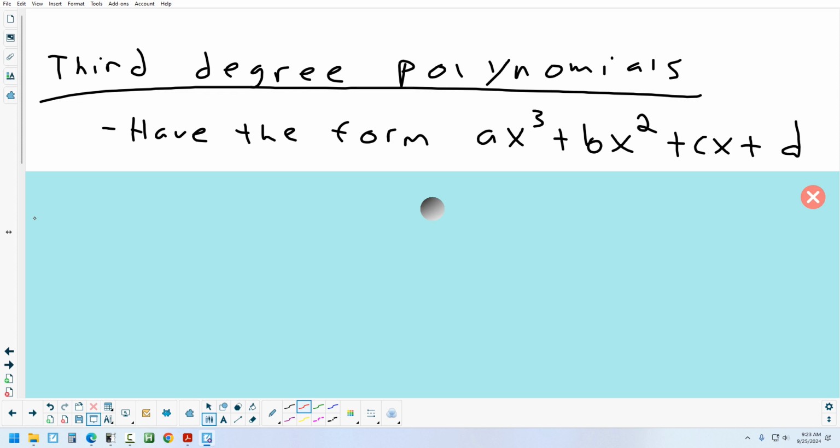Fourth degree also has a name. Does anybody know that one? It's called quartic. So if you have a quartic polynomial, it means the highest exponent is a 4. And usually above that, people just say it's a degree 7 polynomial, degree 8, degree 9. There might be special names, but they're definitely not used as often as quadratic and cubic. Those are pretty common.